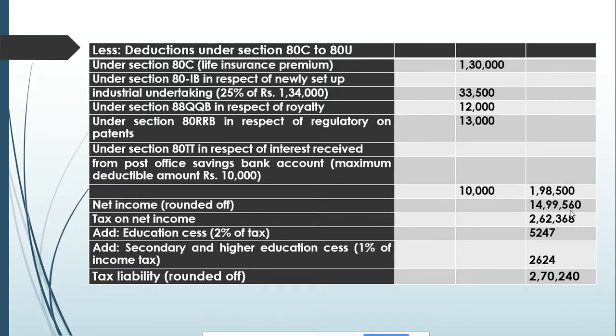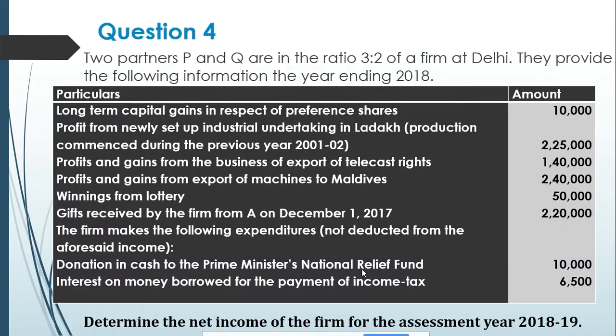Net income is 14,99,560. We can calculate the tax as per the applicable rate. It comes to 2,62,368, and then there is education cess of 5,247 plus 2,624, and the tax liability will be rounded off at 2 lakh 70,240. So this is a comprehensive problem giving salaries as well as income from other sources. Now the last one, question number 4.